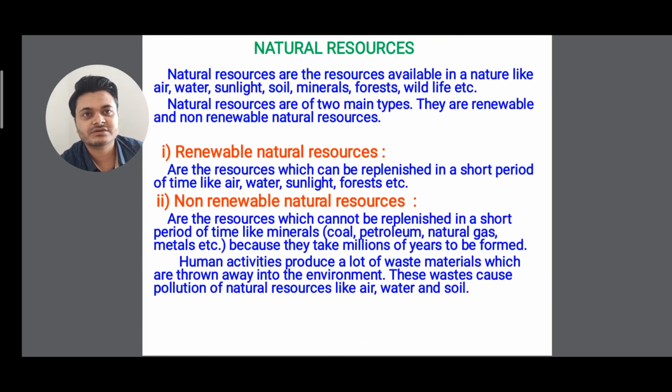Now what are natural resources? Natural resources are the resources available in nature, like water, air, sunlight, soil, minerals, forests, wildlife, etc. Clear? And natural resources are of two types. They can be renewable and non-renewable natural resources. So we know that renewable natural resources means that can be renewed, and non-renewable natural resources are those that cannot be renewed.